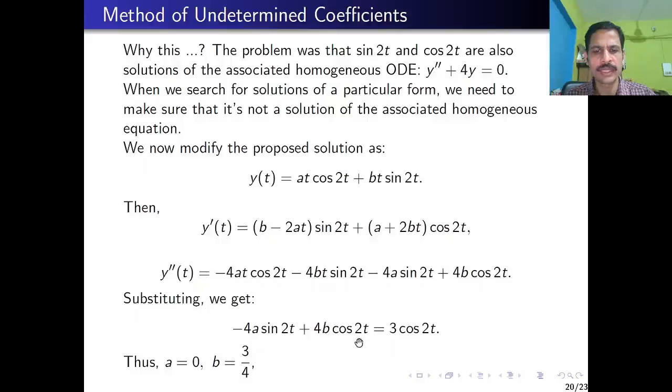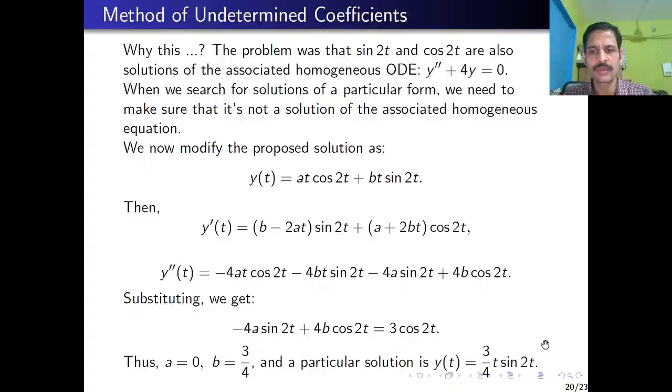So we collect the coefficient of sin 2t and equate it to 0, and we collect the coefficient of cos 2t and equate it to 0. From that we can compute a and b. You can compute yourself and you can verify that the value of a comes out to be 0 and value of b comes out to be 3 by 4. And so the particular solution in this case is y(t) is equal to 3 by 4 t sin 2t. This we have obtained by substituting the value of a equal to 0 and b is equal to 3 by 4 in this equation.